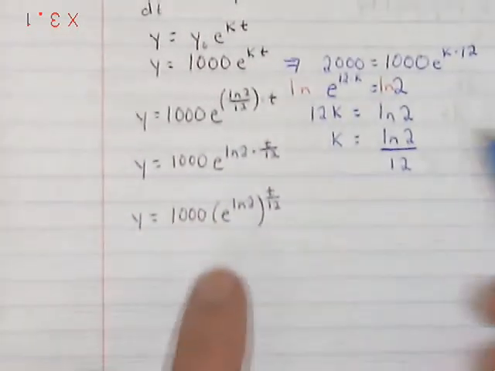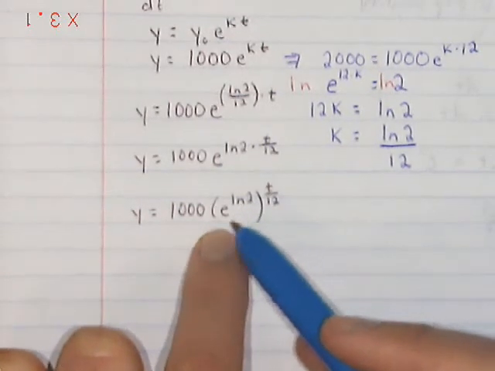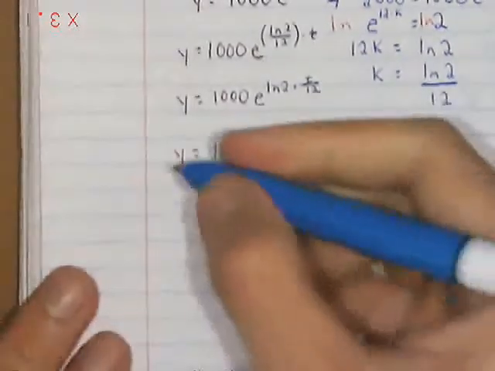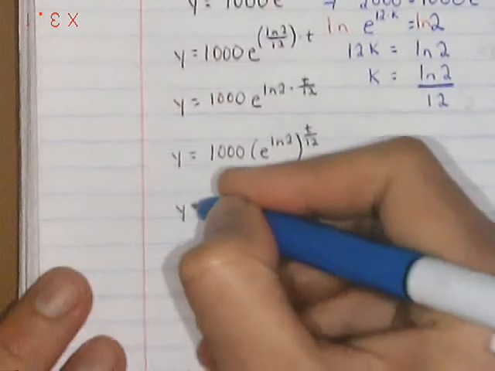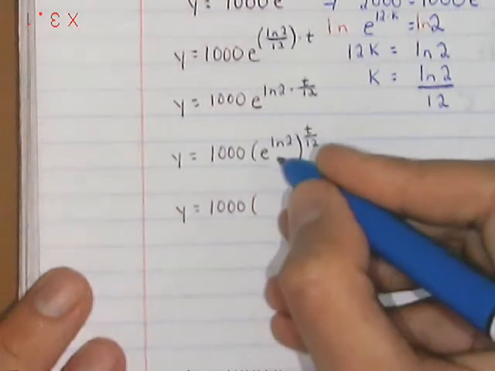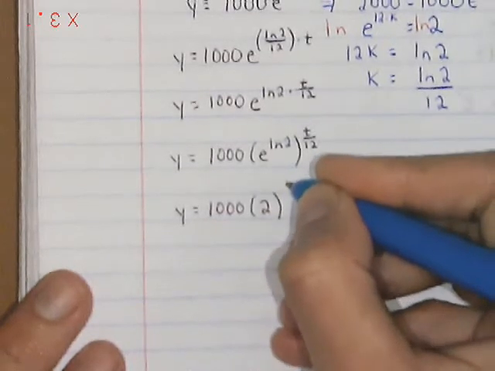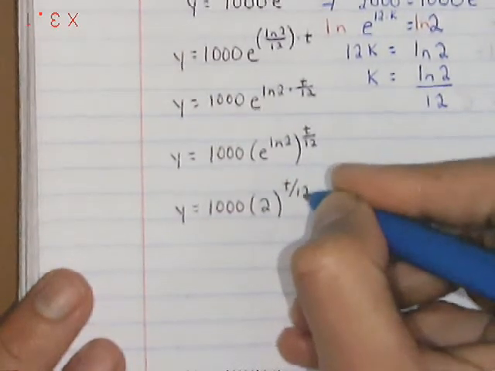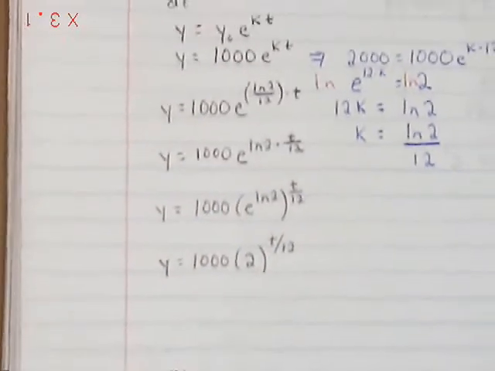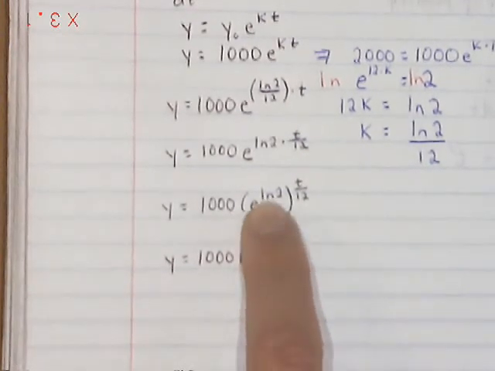Why do we do this? Because now we have e to the ln of something. Well, e to the ln of something we know is just that something. And so this function has a much nicer form that looks like y equals 1,000 times e to the ln of 2 is exactly 2, but it's still being raised to the t divided by 12. And this is a much nicer function to handle and to evaluate and to plug into our calculator. Just doing a little bit of rearranging.